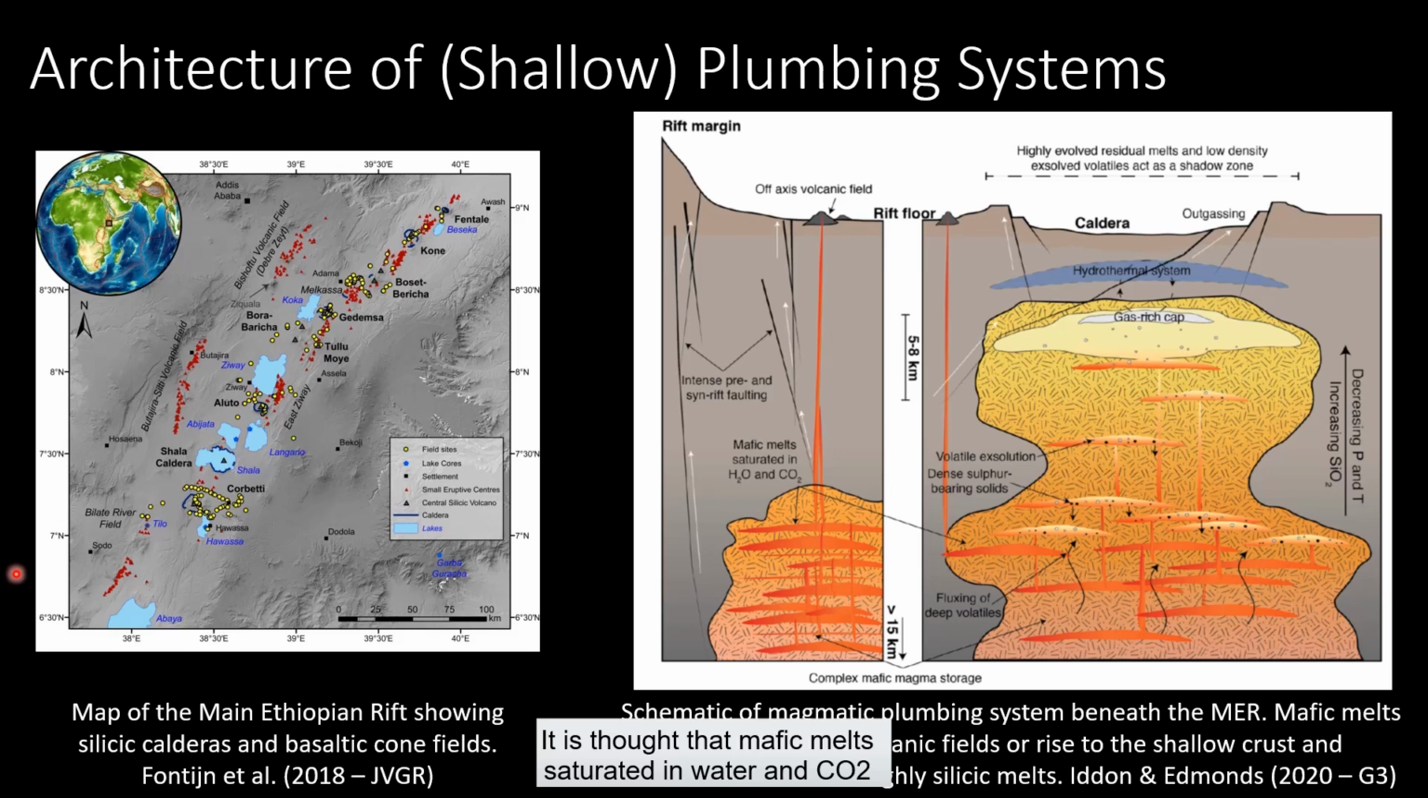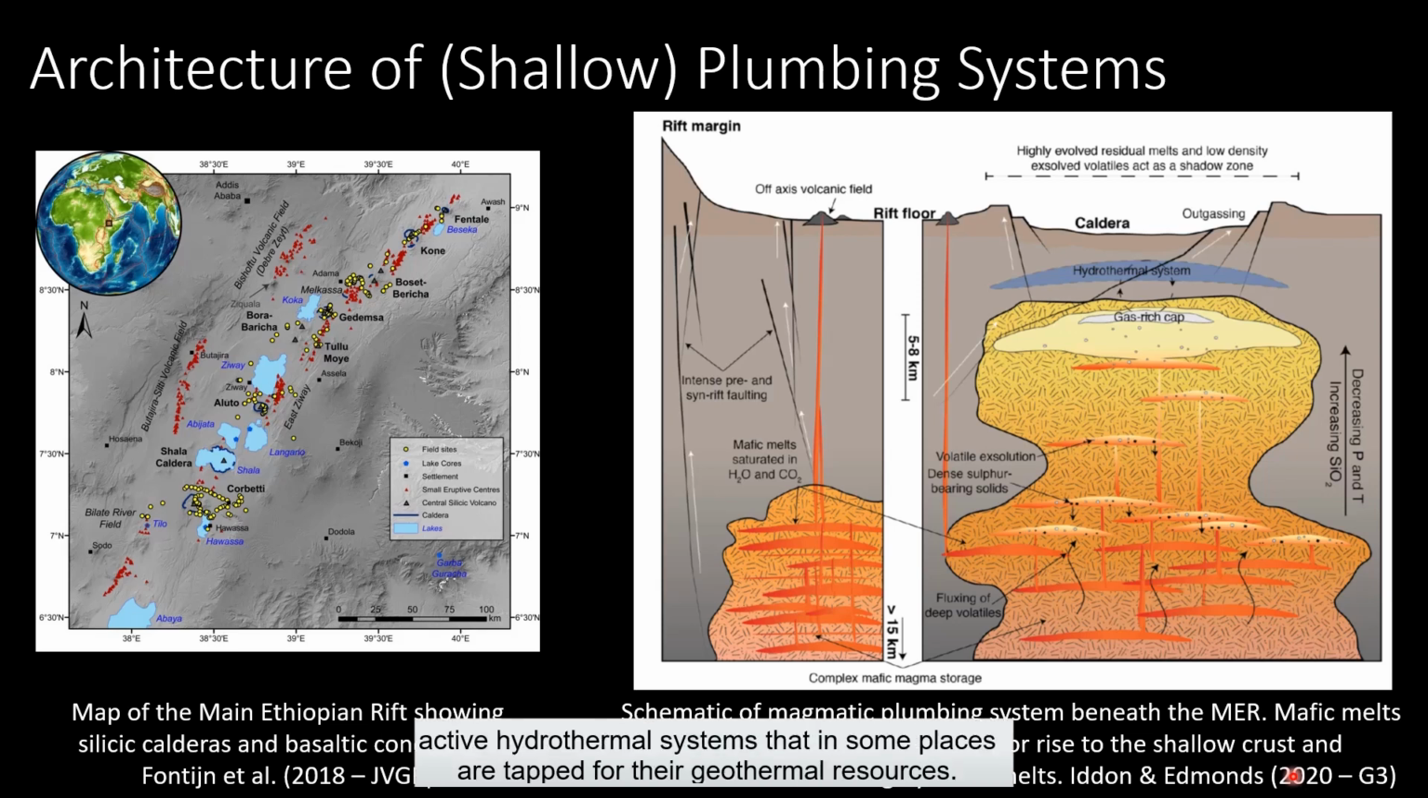It is thought that mafic melts saturated in water and CO2 may directly feed off-axis volcanic cone fields that occur in many rift segments. More central to the rift, these mafic melts rise to depths of 5 to 8 kilometers, where they fractionate extensively to highly silicic and volatile-rich magmas. These shallow reservoirs are mush-dominated with discrete pockets of residual rhyolite melt and can also develop a volatile-rich cap. These exhaust volatiles may interact with active hydrothermal systems that in some places are tapped for their geothermal resources.